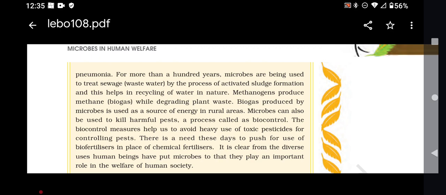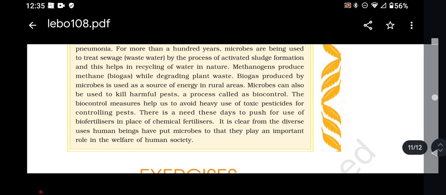Methanogens produce methane biogas while degrading plant waste. Biogas produced by microbes is used as source of energy in rural areas. Microbes can be used to kill harmful pests, a process called biocontrol. The biocontrol measures help us to avoid heavy use of toxic pesticides for controlling pests. There is a need these days to push for use of biofertilizers in place of chemical fertilizers. It is clear from the diverse uses human beings have put microbes to that they play an important role in the welfare of human society.